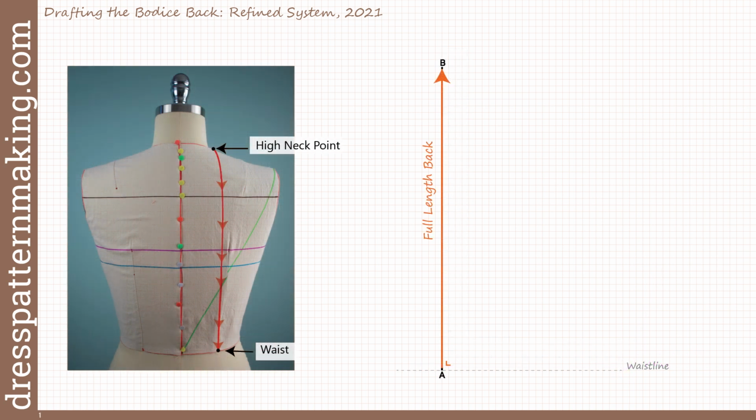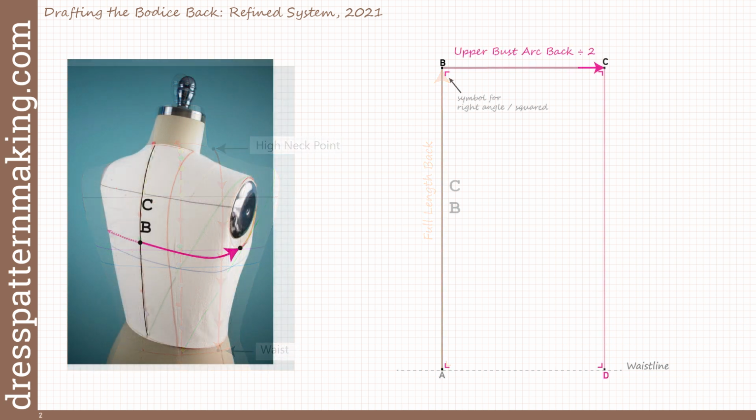So the first measurement is the full length back. This is actually measurement number 23 on my measurement chart. It's the first measurement in the back section. Using your full length back measurement, draw a vertical line from point A on your waistline up to point B. Make sure the vertical line is at right angles to the horizontal waist guideline. Mark points A and B. The measurement, as shown on Dee Dee, is taken from the high neck point to the waist in a straight line.